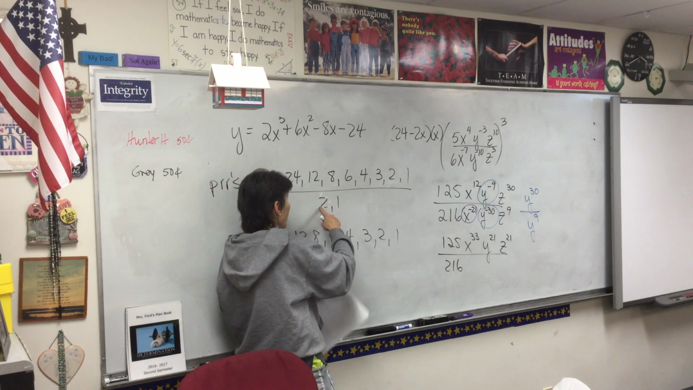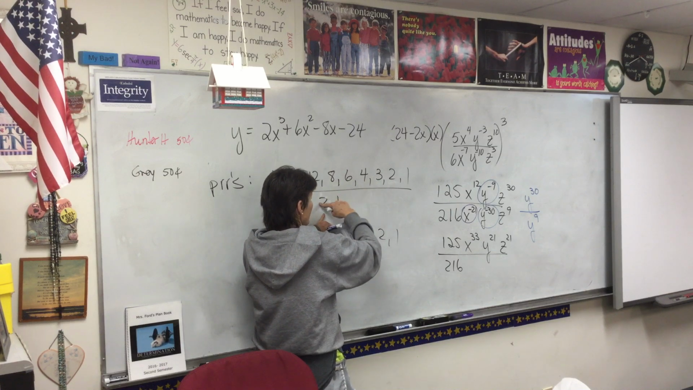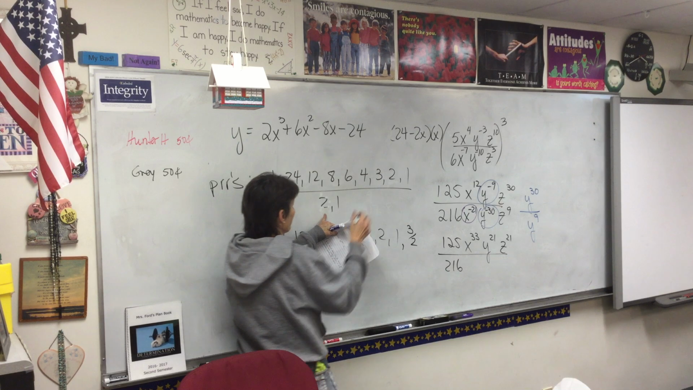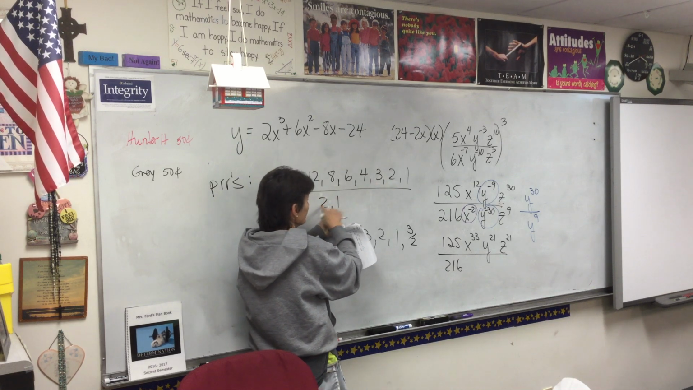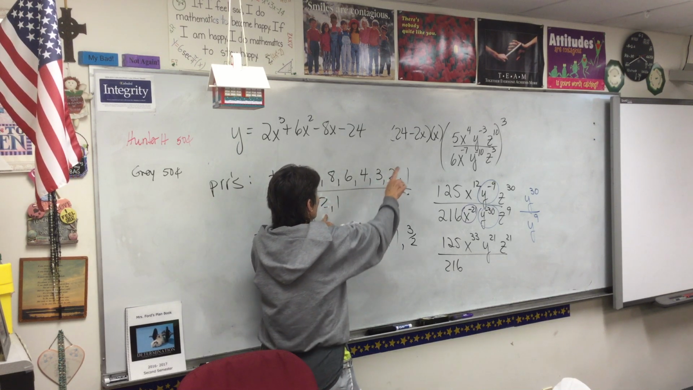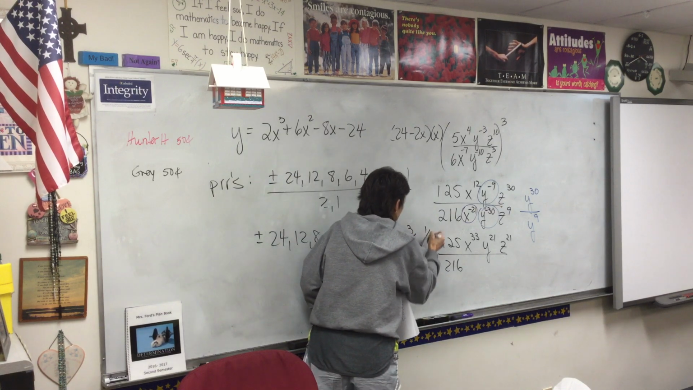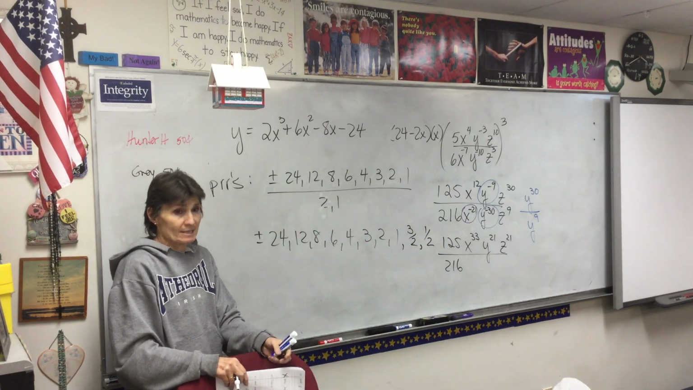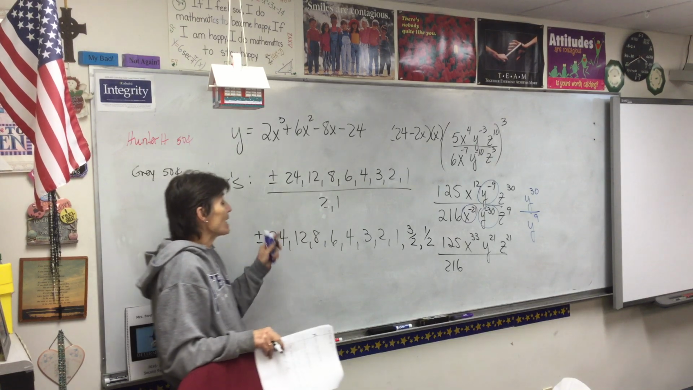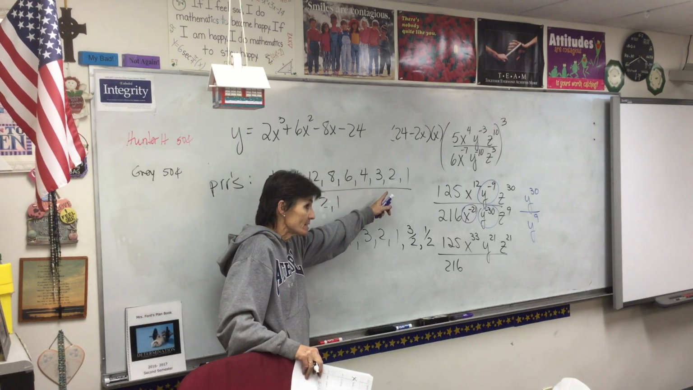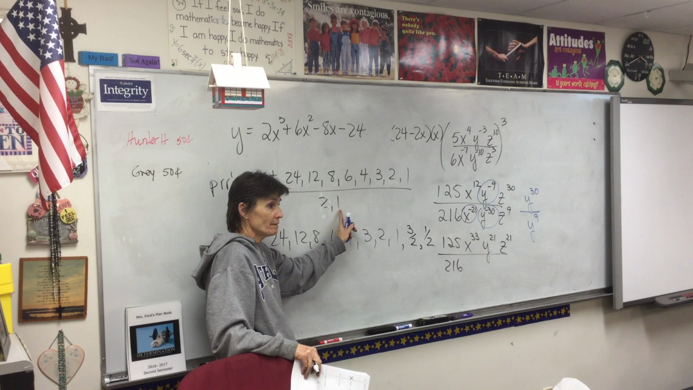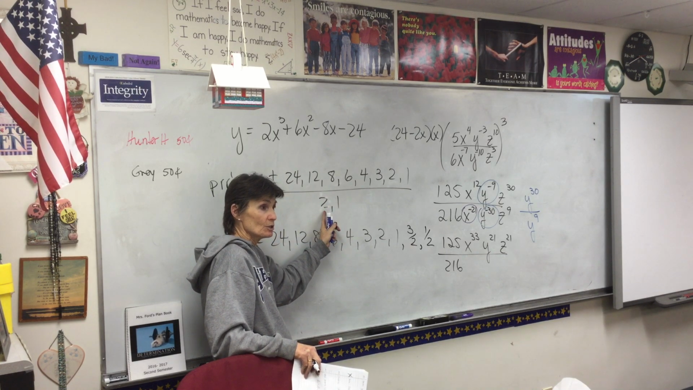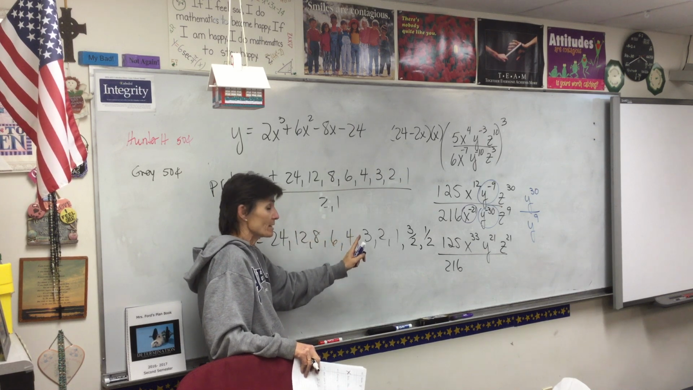4 over 2. Uh-oh. What about 3 over 2? That one's in. 2 over 2 is 1, that's good. But 1 over 2 is 1/2. So there is your list. You take every one of these, put them over 1, then take every one of those and put them over 2. That's how you get your list.